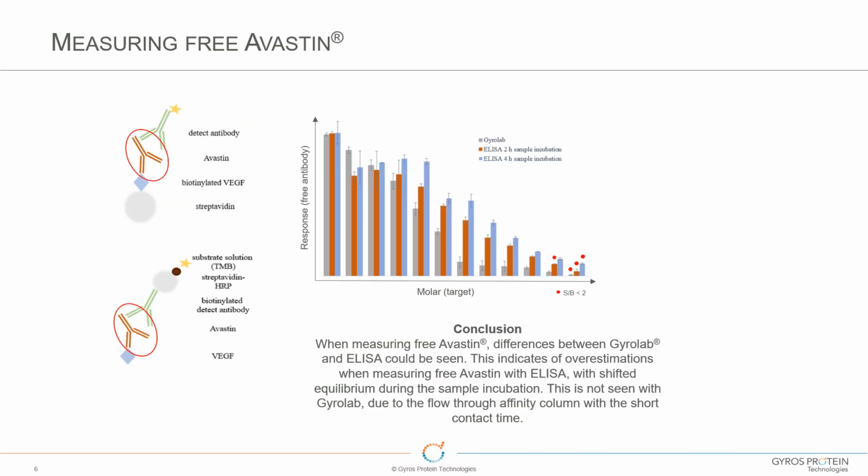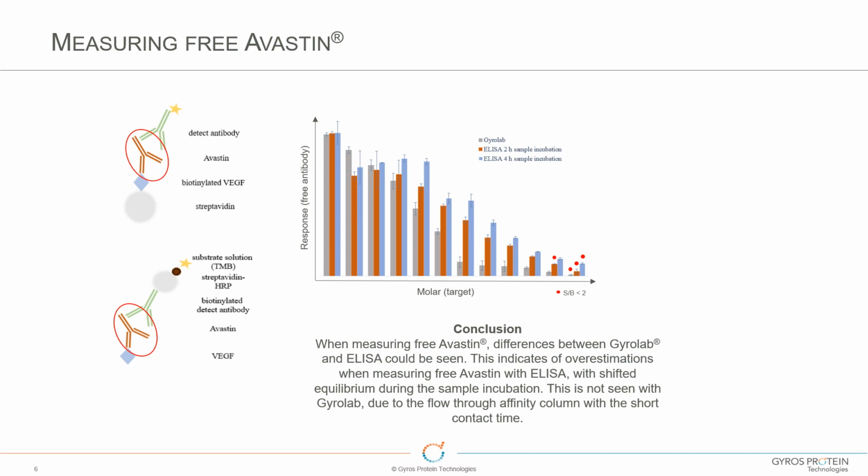So if we take a look at the results from this experiment using our model system, you can see in this graphic the response of the free antibody versus the concentration of the molar target. As you would expect, as you increase the concentration of the molar target, the amount of free antibody is going to decrease, and that's exactly what we would expect. But when you take a look at the details here, the gray bars are on the Gyrolab system with a very short incubation time. The red bars are ELISA with a 2-hour incubation, and the blue bars are an ELISA with a 4-hour incubation. You can see that that's where things start to diverge a bit.